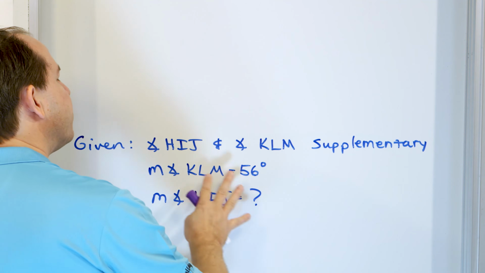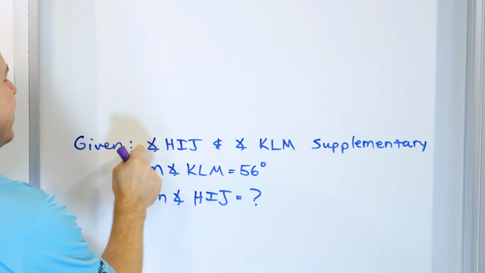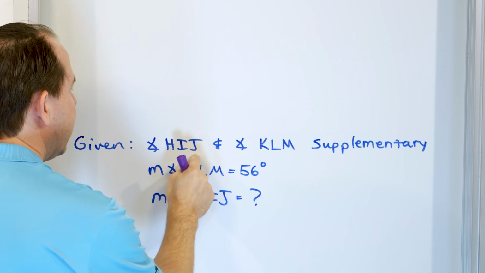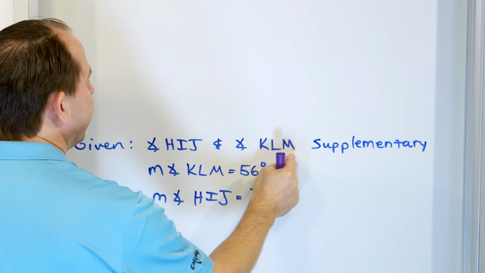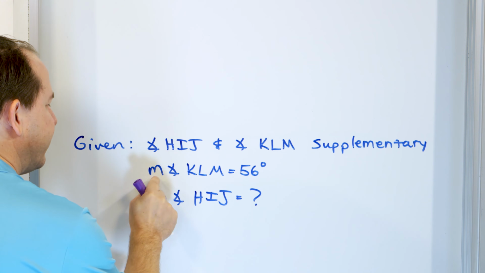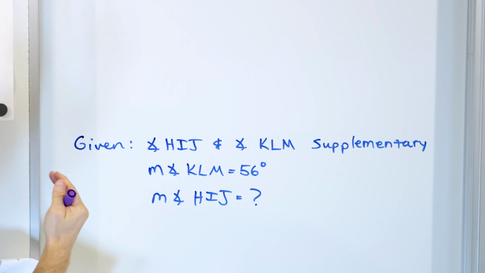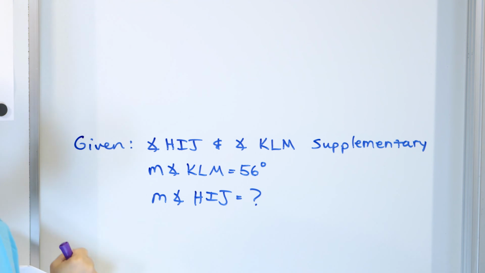All right, we actually have two more problems. Now this problem doesn't have any figure associated with it. We're just going to read it and see what it says. I'm telling you and giving you that some angle HIJ and a different angle KLM are supplementary. Now I'm also going to tell you that the measure, that's with the M, the measure of angle KLM, this angle, is 56 degrees, so you must then tell me what is the measure of that other angle.